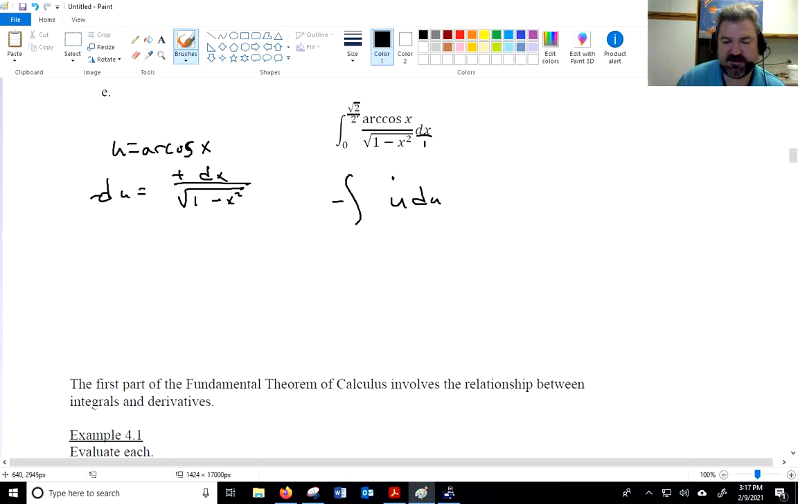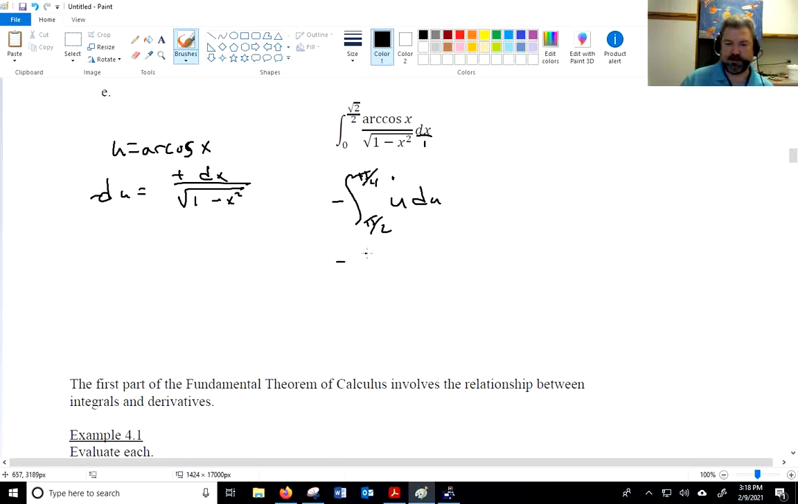Now I got to change my bounds. What is the arc cosine of 0 if I plug 0 in for x? Remember the range of arc cosine is the first two quadrants. What in the first two quadrants does the angle have to be for the cosine to be 0? Well, that angle would be pi over 2. And then the next one, when we do arc cosine of root 2 over 2, what angle do you need for the cosine to be root 2 over 2? Well, that would be pi over 4.